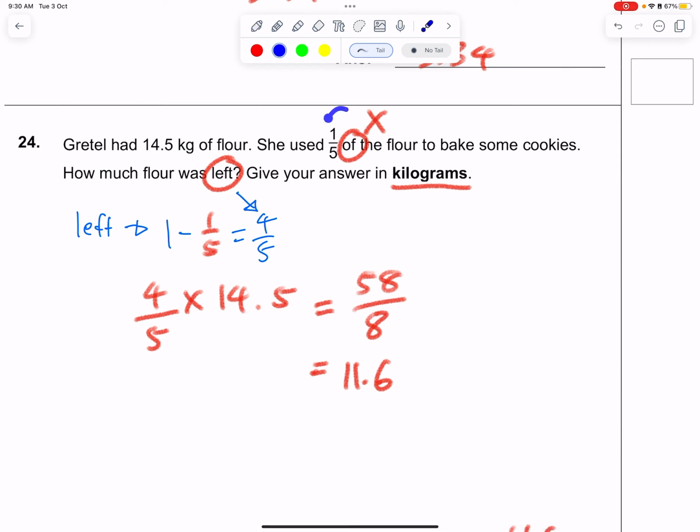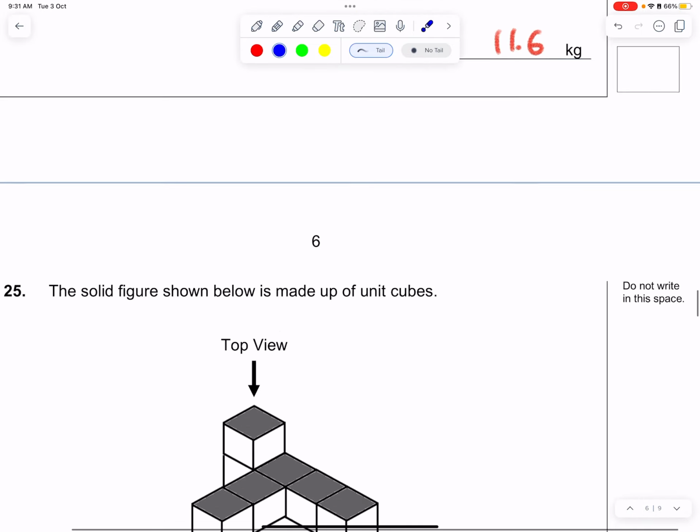You cannot take 1/5. Of course, you can do the long-winded method, which is first find out what is 1/5 of 14.5, then take 14.5 and minus away 1/5 of flour, and then you are still left with 11.6. Okay, next, 25.